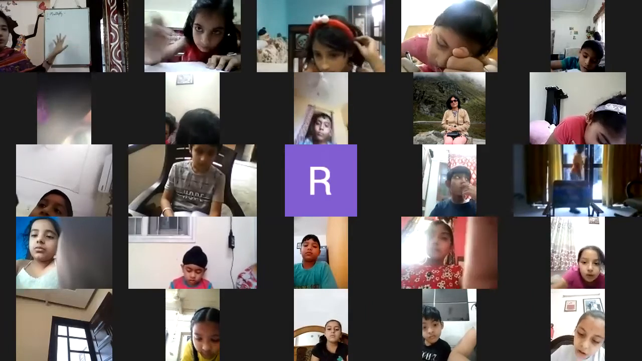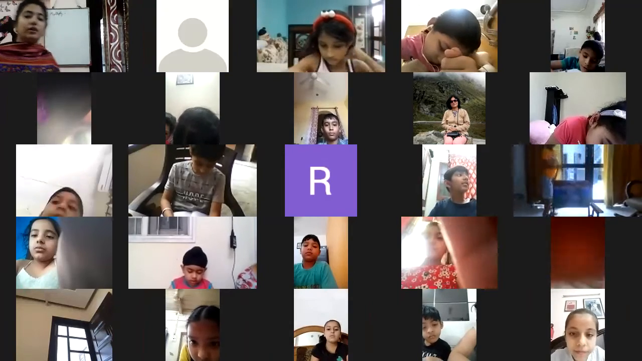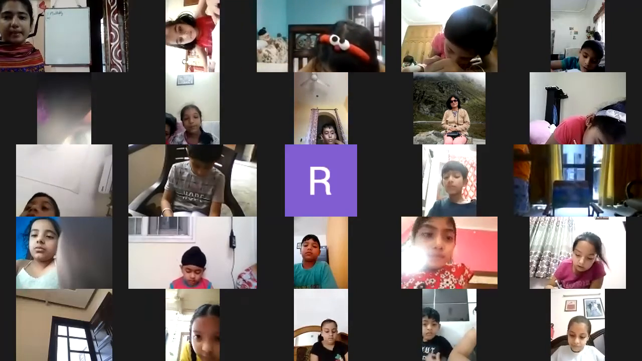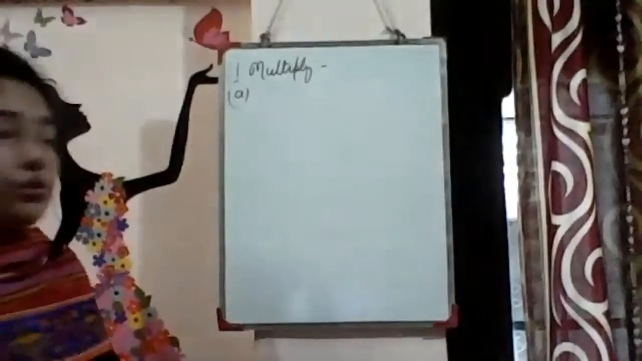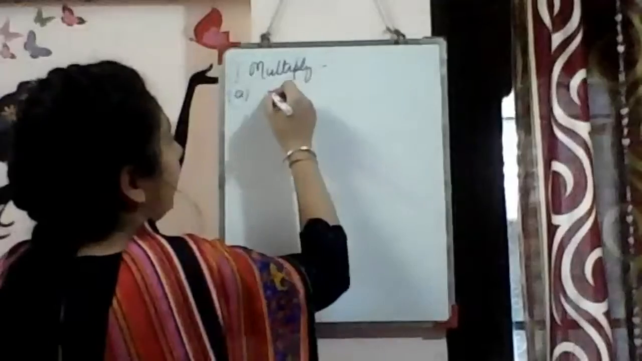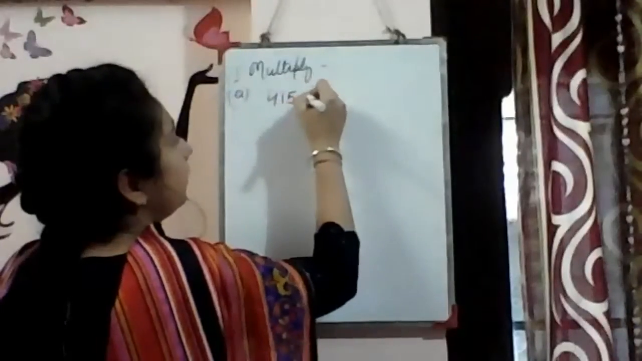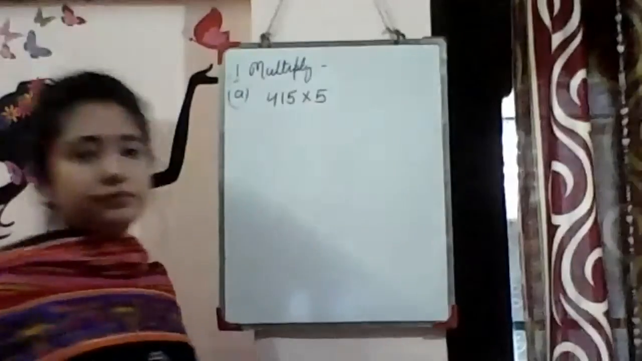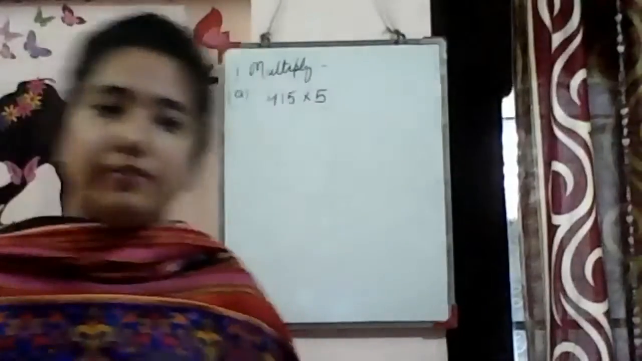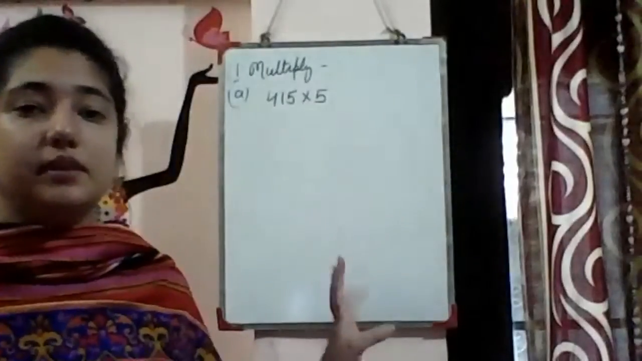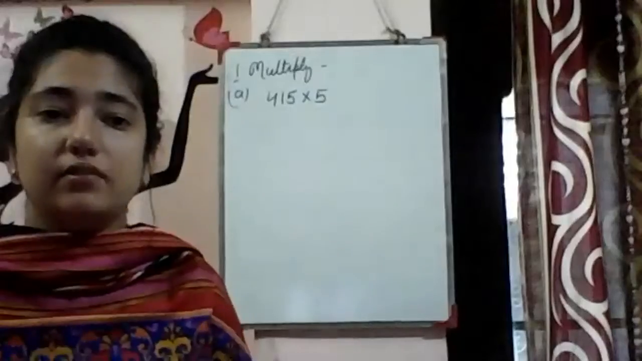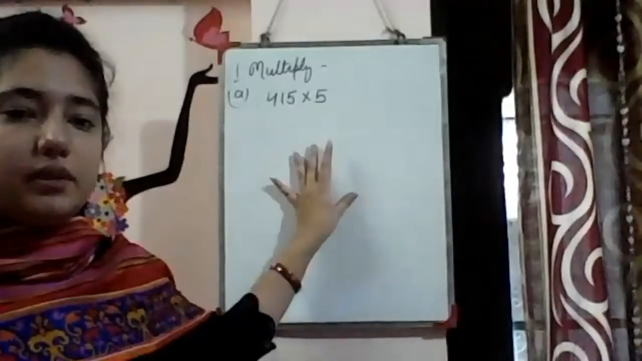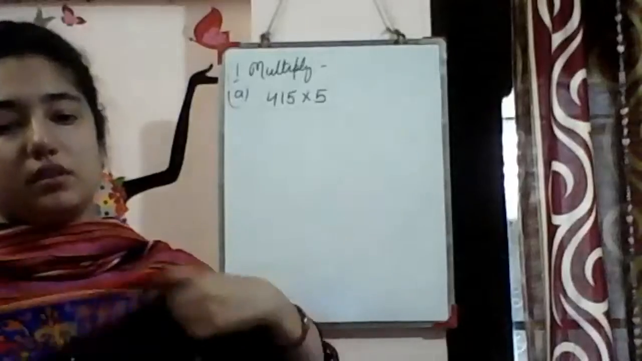So on the board, I have written multiplication. Now we are going to do multiplication revision. So A part is multiply 415 by 5. 415 by 5. And it is very simple. You can also do it by yourself. Firstly, you need to arrange the numbers according to their place values.